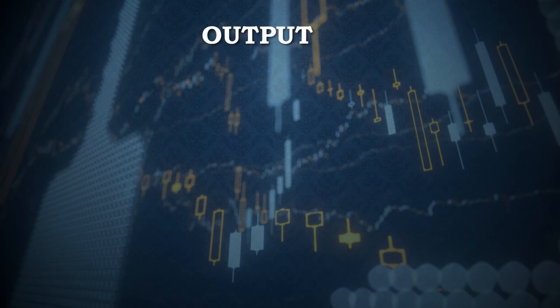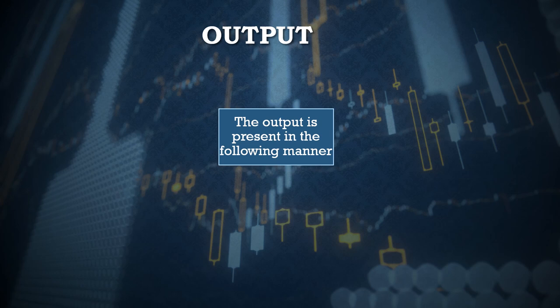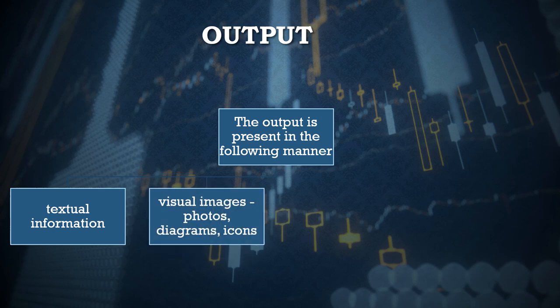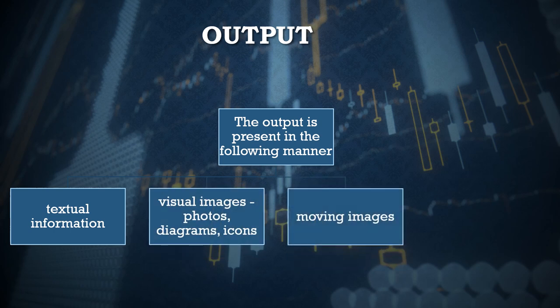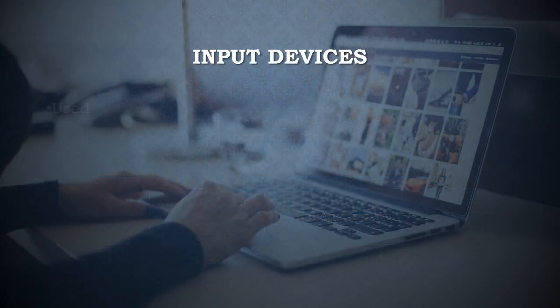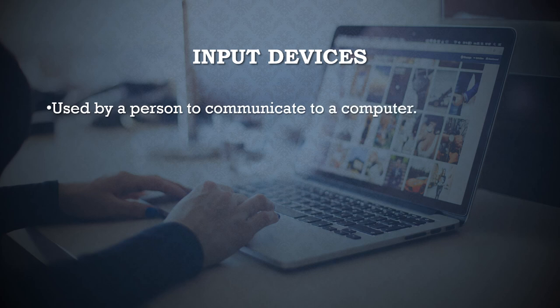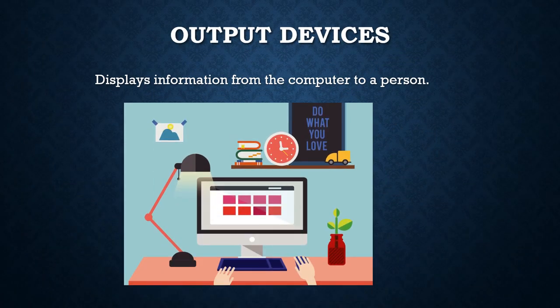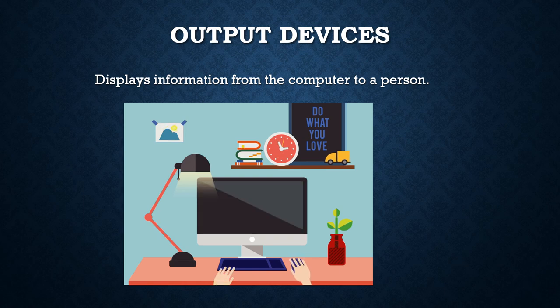Now, let's see what an output is. The output is present in the following manner. Either it is a textual information or visual images like photos, diagrams, icons, or moving images like videos, or sound, music, voice, etc. Input devices are used by a person to communicate to a computer, whereas output devices display information from the computer to a person.